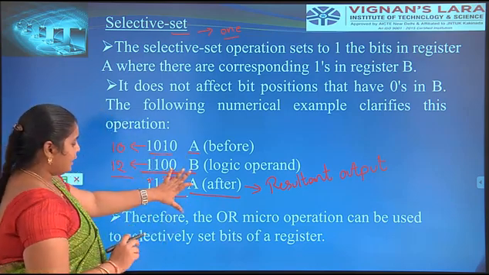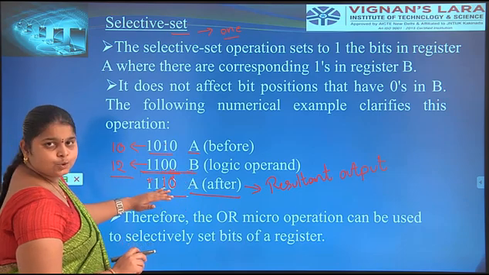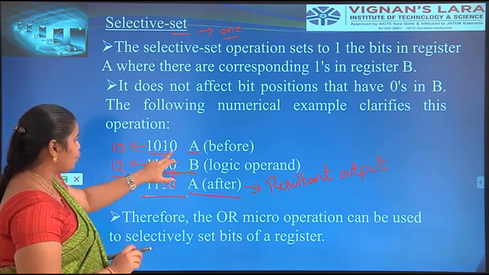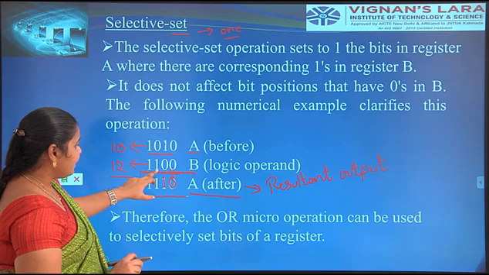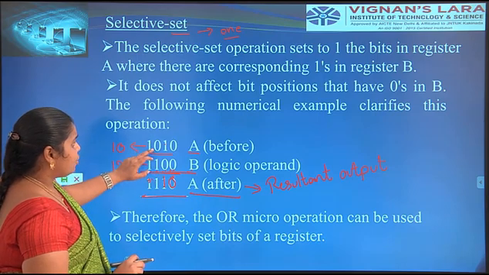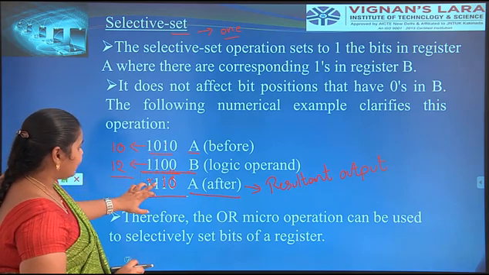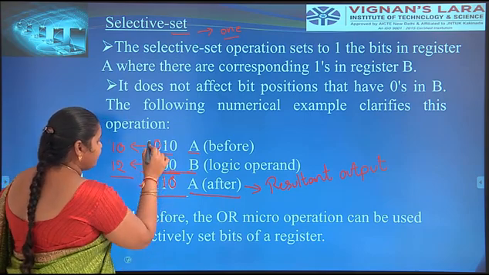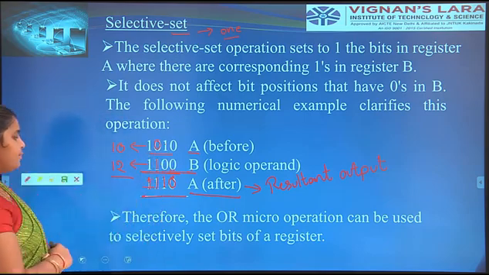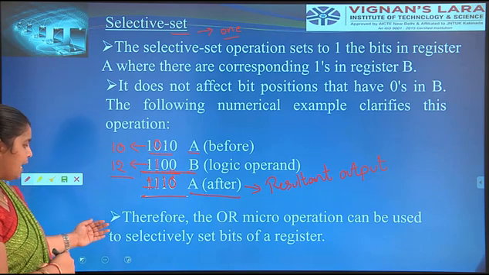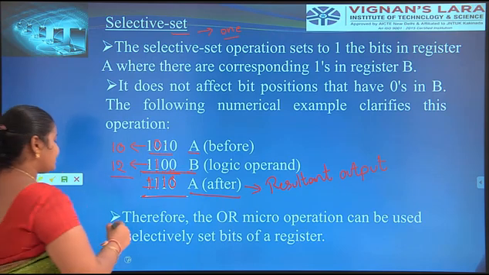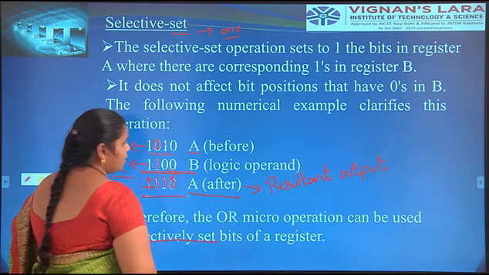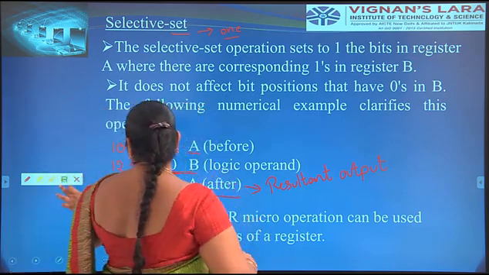In the B register, 0 0 means there is no change, so A is placed as 0 1. In the B register, 1 means there is a change. Here 0 OR 1 gives 1 and 1 OR 1 gives 1. Therefore, the OR micro operation can be used to selectively set bits of the register. Here we have to show it clearly.